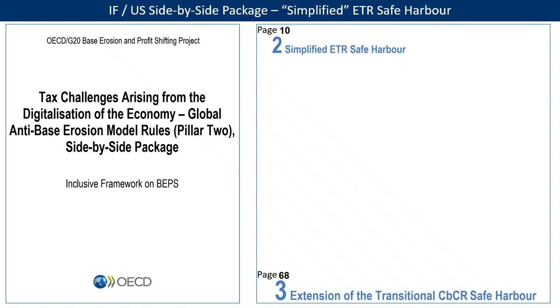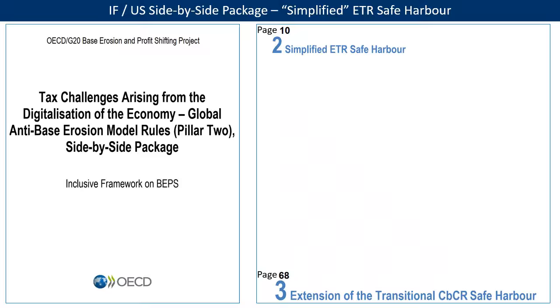Today I want to look at the side-by-side package again, and specifically the simplified ETR safe harbor. And as I said last week already when we looked at the side-by-side system, I am not a big fan. To start with, if we look on the right hand side, you can see from the table of contents that the simplified ETR safe harbor starts on page 10 and it runs all the way to page 68.